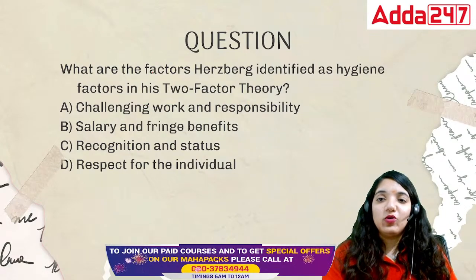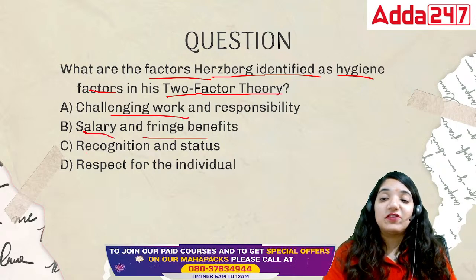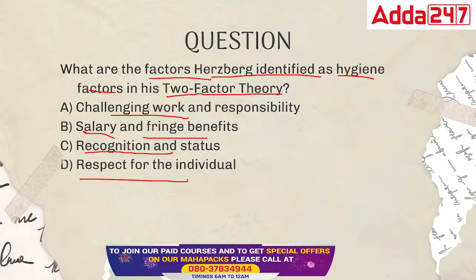Here comes the next question. What are the factors Herzberg identified as hygiene factors in two-factor theory? Challenging work and responsibility, salary and fringe benefits, recognition and respect for the individual. In terms of Herzberg's two-factor theory, talking about hygiene, challenging work, fringe benefits, recognition or respect for individual. Okay. In this case, the answer would be what?